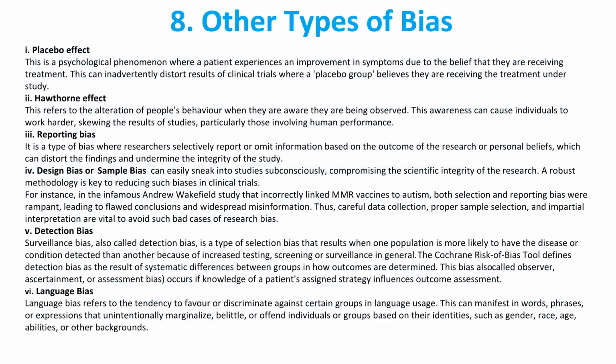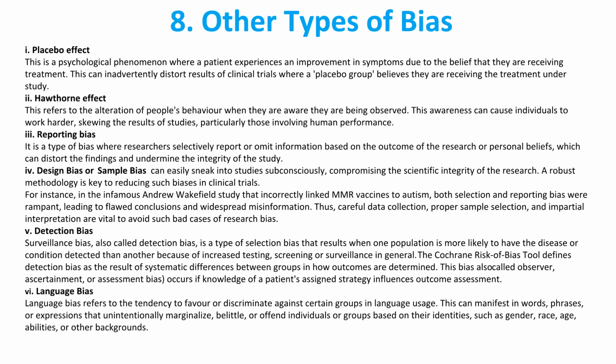Number 8 type of bias are other types of bias. Number 1 type is placebo effect. This is a psychological phenomenon where a patient experiences an improvement in symptoms due to the belief that they are receiving treatment. This can inadvertently distort results of clinical trials where a placebo group believes they are receiving the treatment under study.